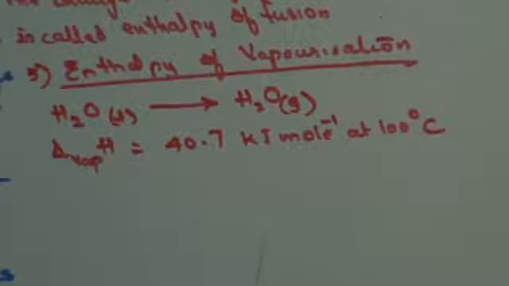Suppose I had 1 mole of water at 100 degrees Celsius, how much more heat should I give it so that I get 1 mole of gas at that same temperature would be my enthalpy of vaporization, right? So can you just write this down?